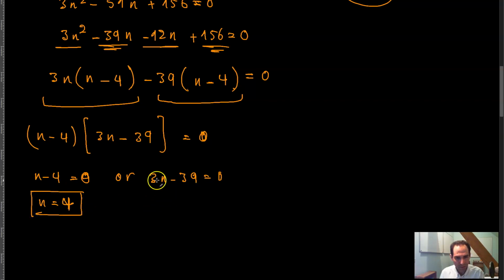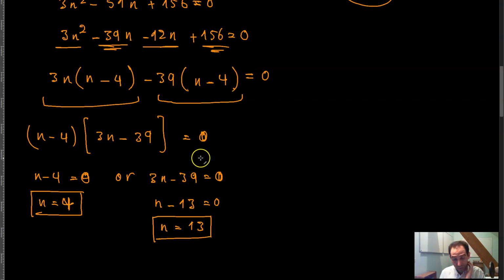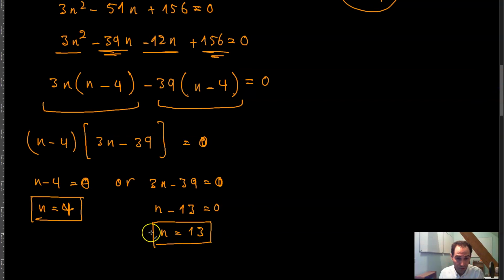If I divide by 3 I will get n minus 13 is equal to 0, which means that n is equal to 13. So I think both of these answers are acceptable as long as they work. Meaning that you have to actually plug in the values and test them. But since the text suggests that both of the numbers are acceptable, that means that n is either 4 or 13.